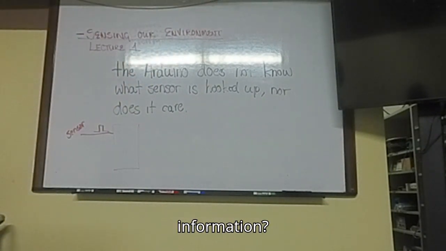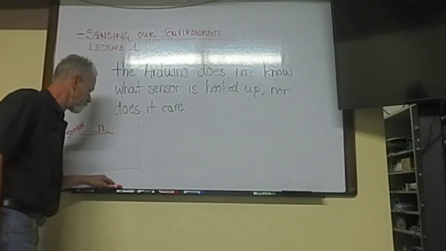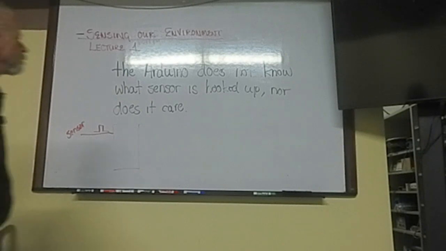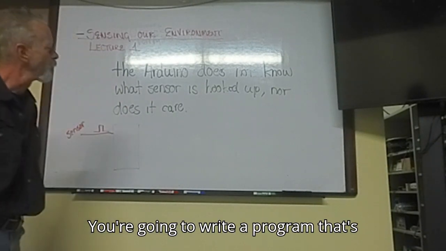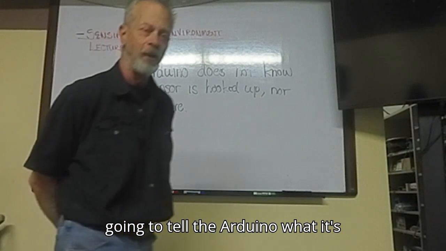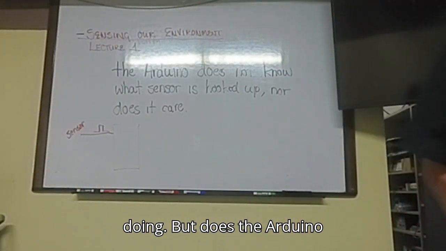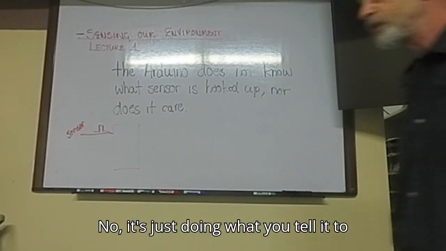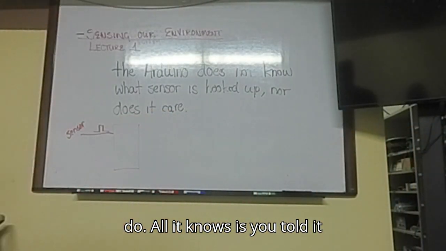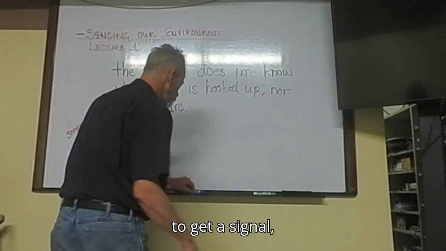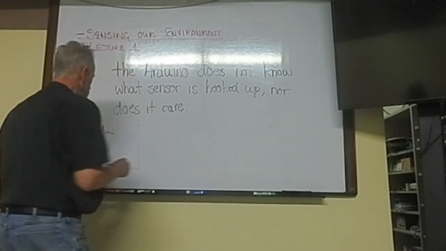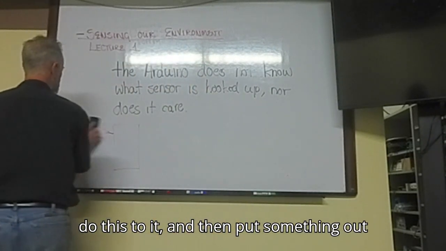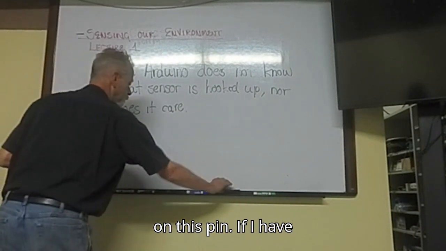How do you give it that information? You have to program it to that pin, right? You're going to write a program that tells the Arduino what it's doing. But does the Arduino actually know what it's doing? Nope, it's just doing what you tell it to do. All it knows is you told it to take signals from this pin, do this to it, and then put something out on this pin.